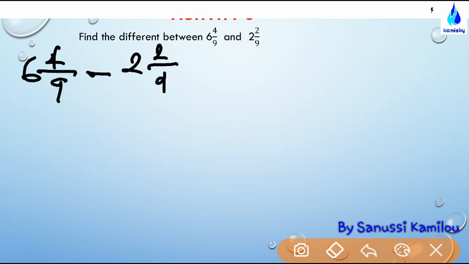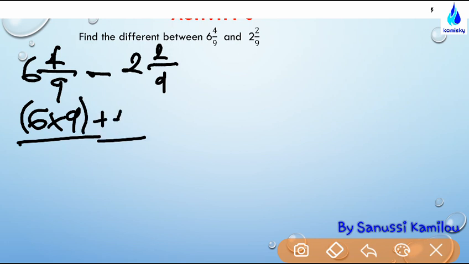Now let's look at how to convert the first one into improper fraction. We are going to multiply 6 by the denominator, which is 9, and add it to the numerator, which is 4. Are you okay? So from there, we will keep our denominators. The denominator over here is 9. So move to the next one. We'll do the same thing.